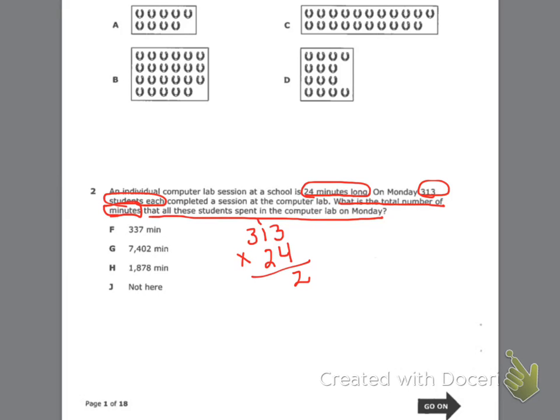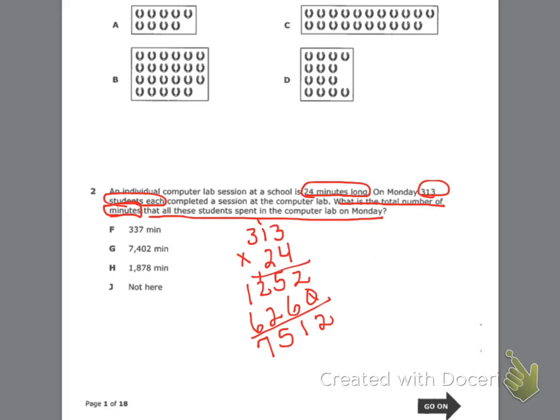3 times 4 is 12. 1 times 4 is 4 plus the 1 we carried is 5. 3 times 4 is 12. On your second step, don't forget your placeholder. 2 times 3 is 6. 2 times 1 is 2. 2 times 3 is 6. Then we add 2, 11, 5, and 7. So I get 7,512 minutes. When I look at my answer choice, there is no 7,512 minutes.